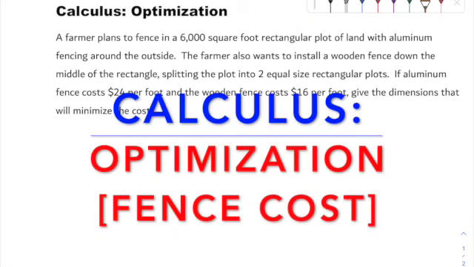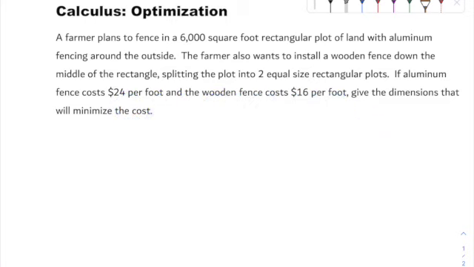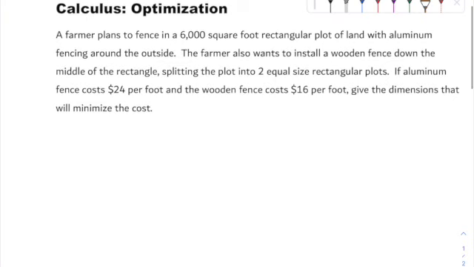Murray's Mathland, tackling another calculus optimization problem. This one, classic fencing type of problem. There's a lot of these. Sometimes they specify that you have a certain amount of fence at your disposal and you're trying to maximize the area. In this case, we have that a farmer is planning to fence in a particular set area, 6,000 square feet.